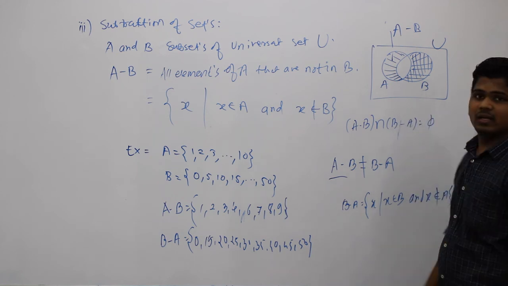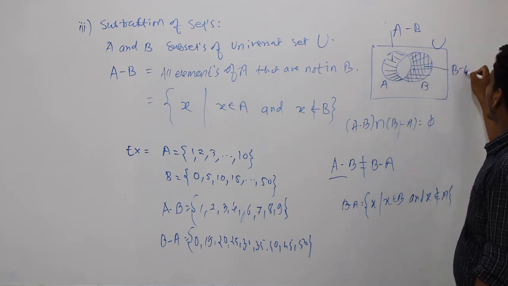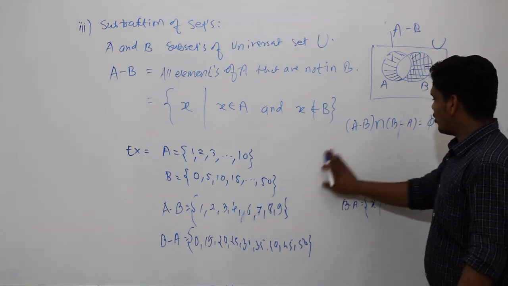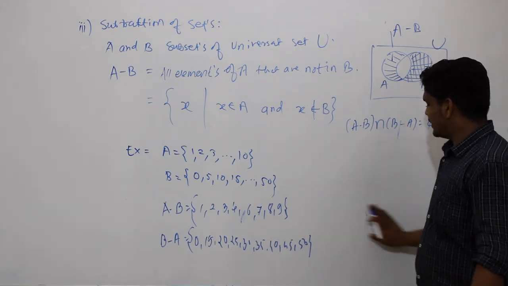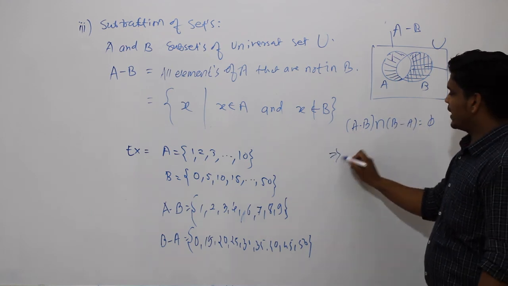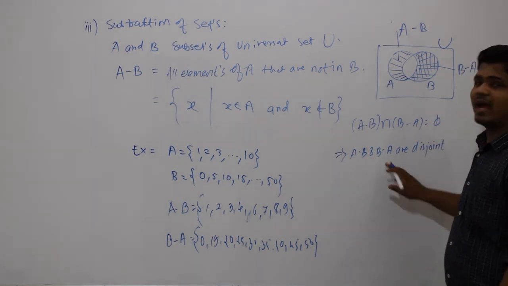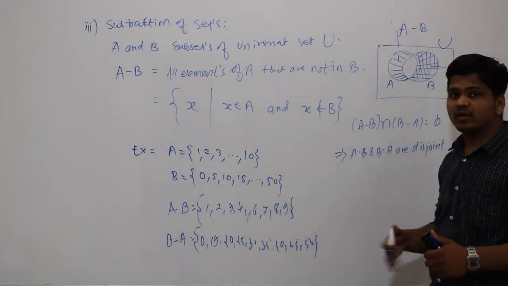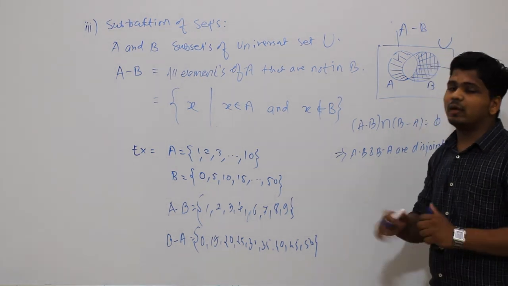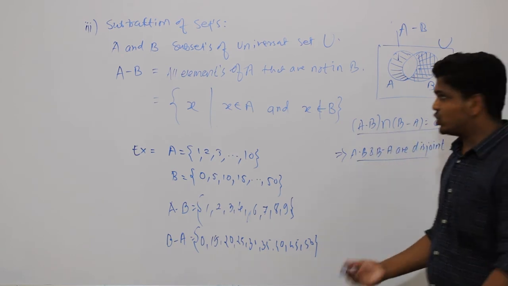is equal to phi. You do not have any common element between A minus B and B minus A. Means the next property of subtraction is that A minus B and B minus A have no common elements. What does this imply? A minus B intersection B minus A is nothing but phi. Means what? My A minus B and B minus A are disjoint sets. Disjoint sets we have seen: if the intersection of the sets is empty, those sets become disjoint sets. Here the intersection is empty, therefore the two sets become disjoint.